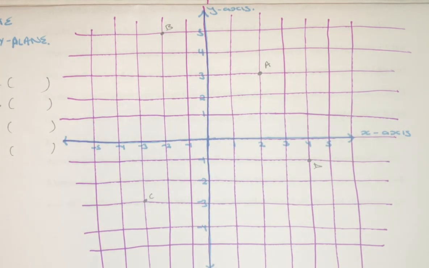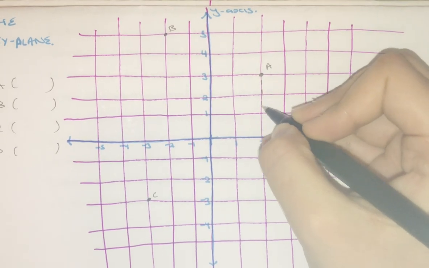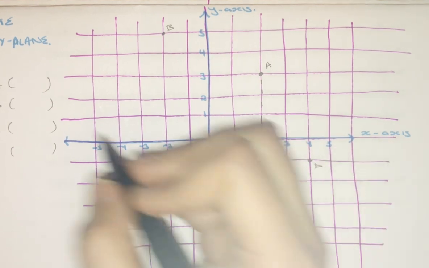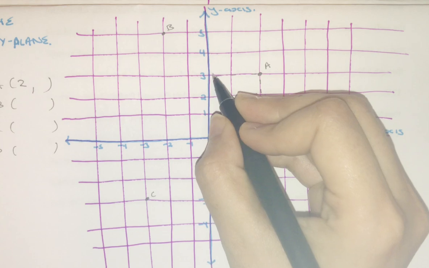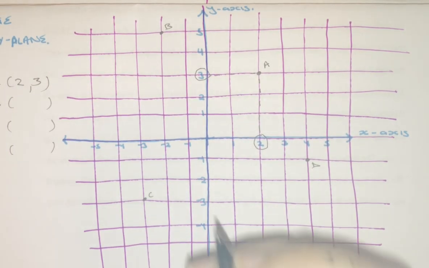Okay, so as I mentioned a few minutes ago, the first thing that you need to see is the x value. So let's look at the x value. It's 2, okay? So it's going to be 2, comma. And then you look at the y value, it's 3. So it's going to be 2, 3, okay? And then let's go to B.